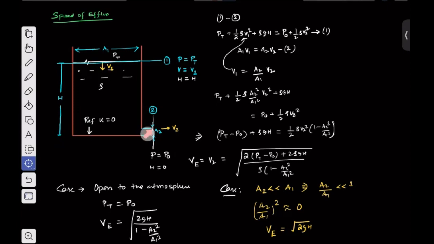And we have selected the position of the lower cross section to be the reference. So we can consider this height h is the height of the free surface from the center of the cross section A2. So the gravitational potential energy per unit volume at cross section A2 will be 0, so I'm not writing that term. Another equation I'm using is A1V1 equals A2V2, since it is an incompressible fluid and no storage is happening in between. So I hope all of you understood the speed of efflux, no?